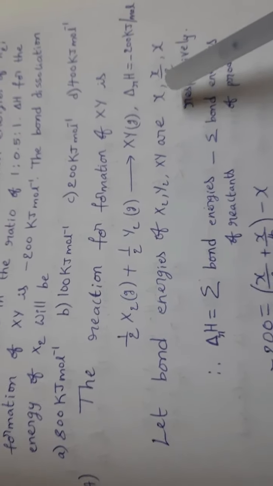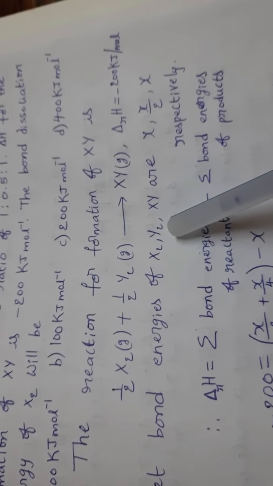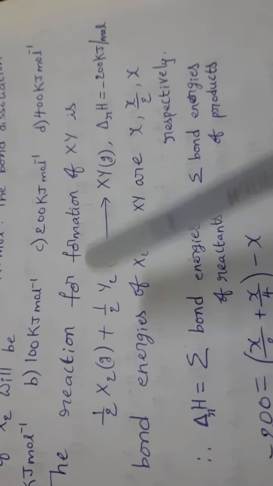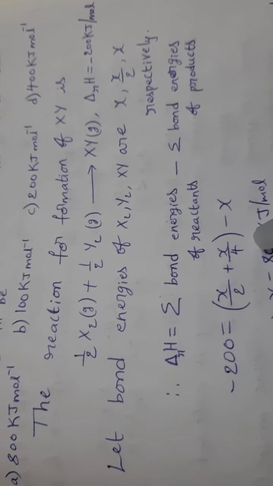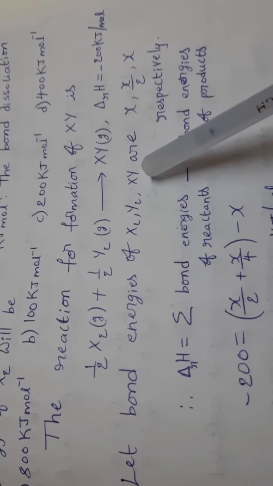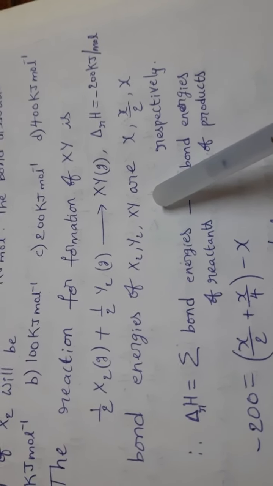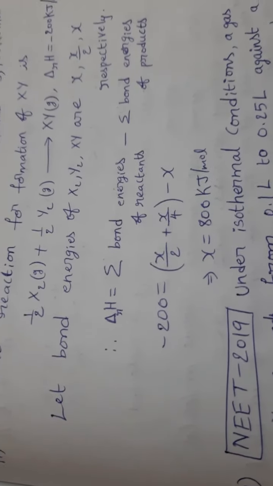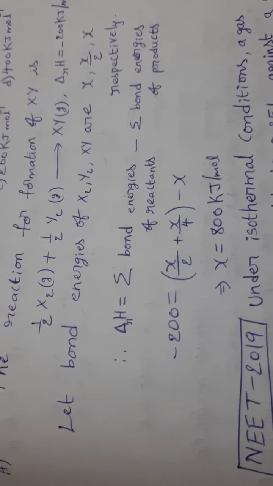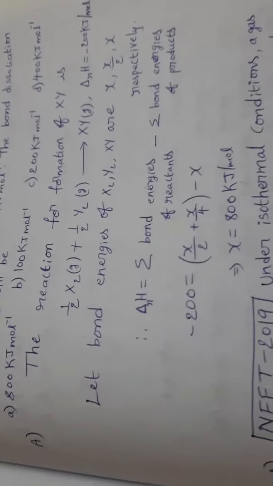Half mole means X by 2. And here, for 1 mole Y2 molecule, bond energy is X by 2. Here according to the equation, how many moles? Half mole. So X by 4 minus bond energies of product. According to the equation, how many moles? 1 mole. For 1 mole of formation of XY, what is the bond energy? X. Here also same thing. Then we can get this one. X equal to 800 kilojoule per mole. This is the bond dissociation energy of X2. Okay. Next.